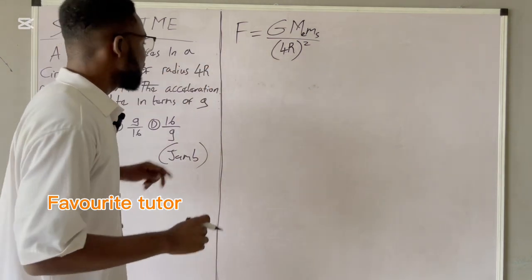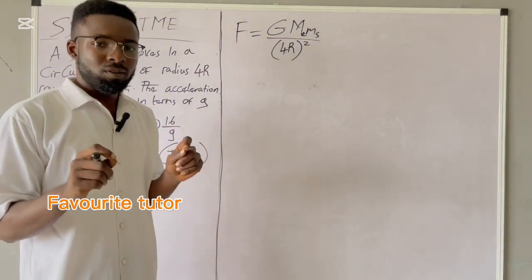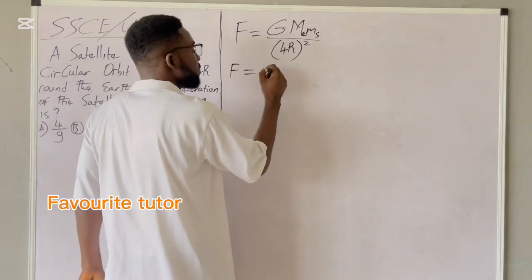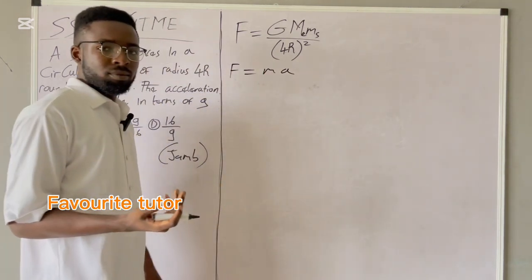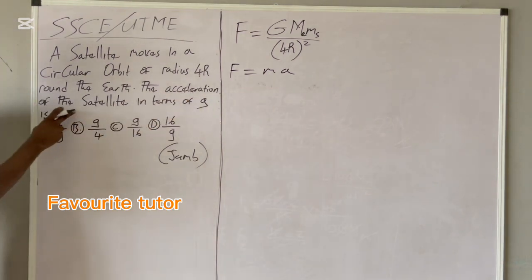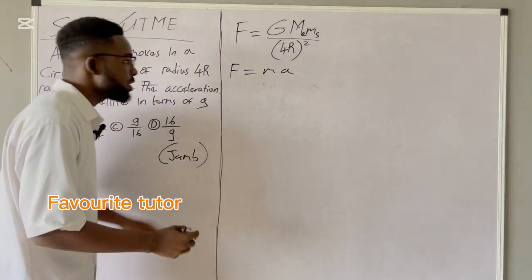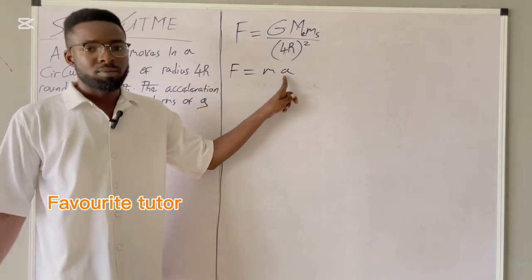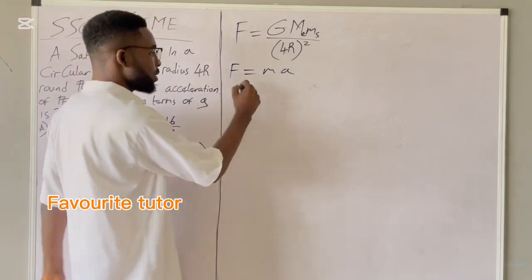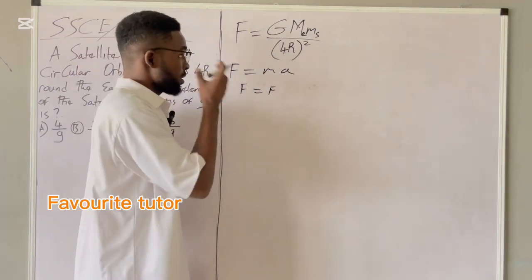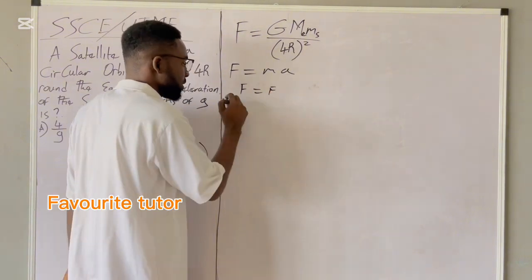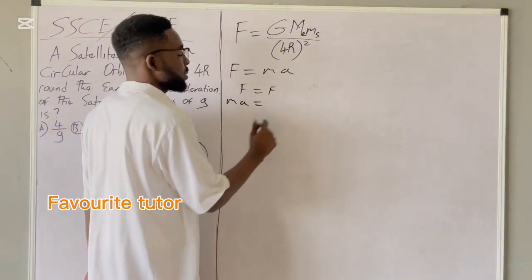And also we know from Newton's second law of motion that force is equal to what? Ma. What are we looking for right here? We are looking for the acceleration of the satellite, which is A, in terms of G. So in other words, we can say that force is equal to force, of course. So that means we just equate these two. Since we are looking for acceleration, that is Ma is equal to what?